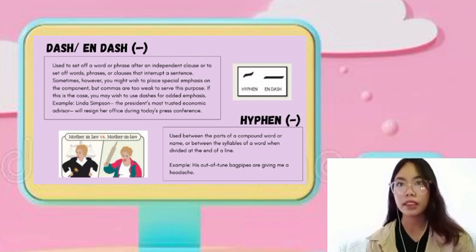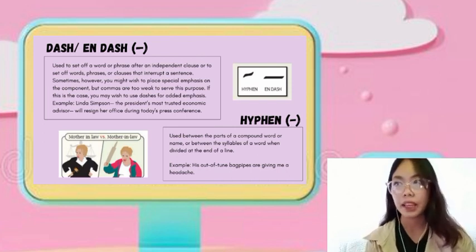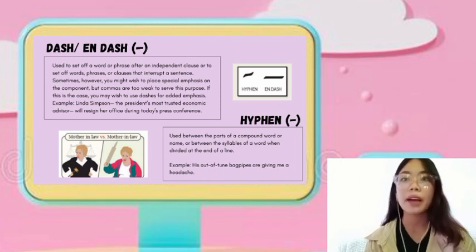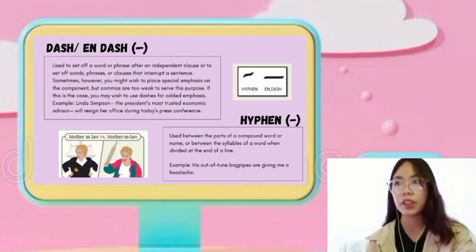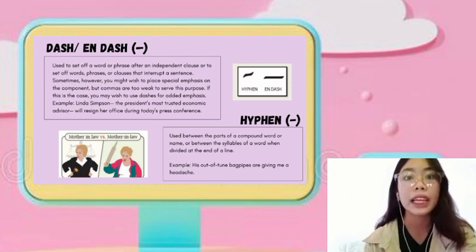On the other hand, hyphen is used between the parts of a compound word or name, or between the syllables of a word when divided at the end of a line. Example: his out-of-tune bagpipes are giving me a headache. Out-of-tune. Okay, we have another example here in the picture. Mother-in-law versus mother in law. Okay, so without hyphen, mother in law would mean a mother who works in law. But if we would put hyphen, it would mean biyanan in Tagalog.